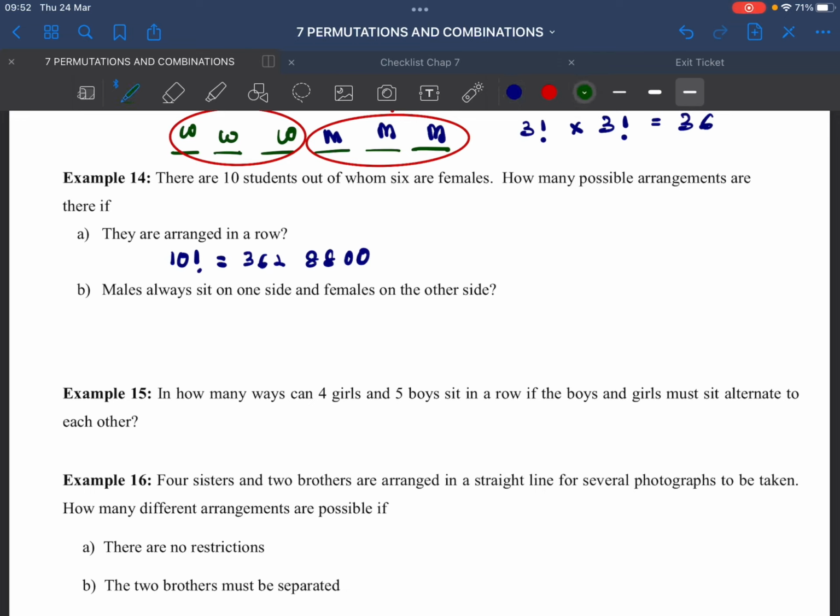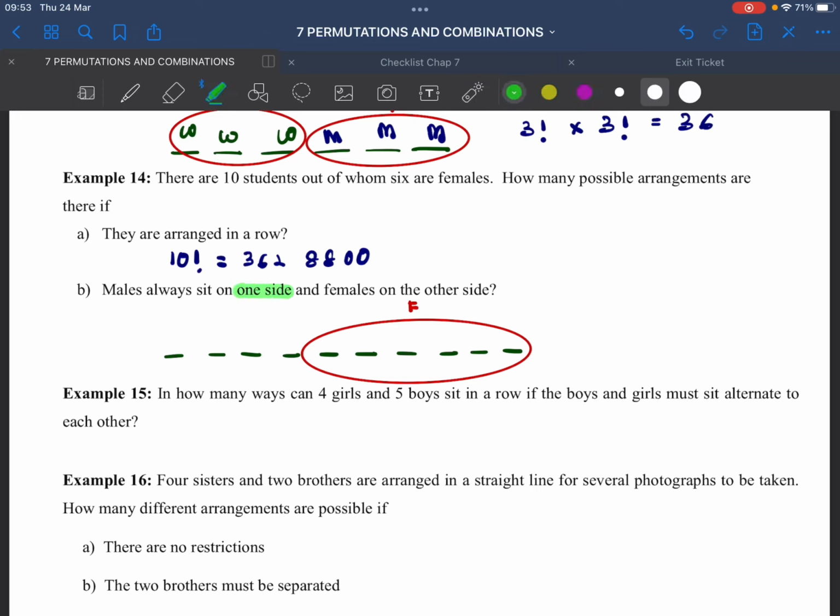Okay, so kita susun dulu. Kita ada 10. 1, 2, 3, 4, 5, 6, 7, 8, 9, 10. Okay. 6 are females. 1, 2, 3, 4, 5, 6 females. Okay. So, kita buat bulatan. 1, 2, 3, 4, 5, 6. So, these are the females. Okay. And the question doesn't say it on right hand side. Dia kata on one side.